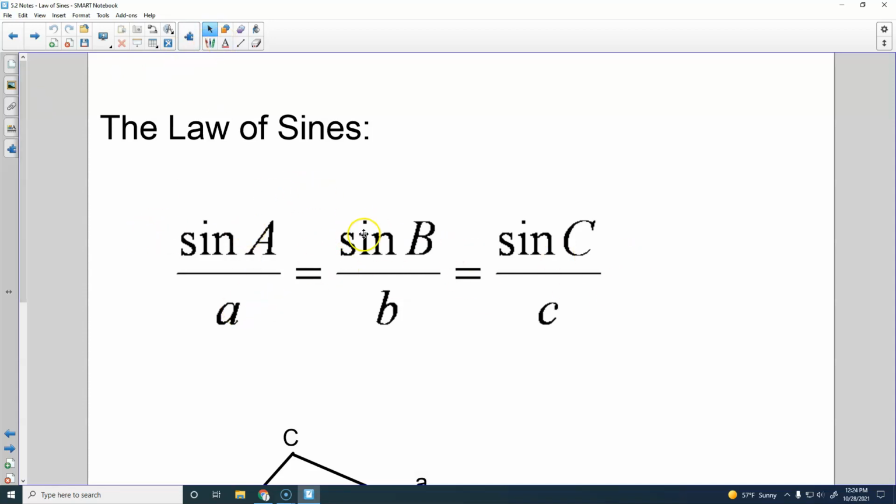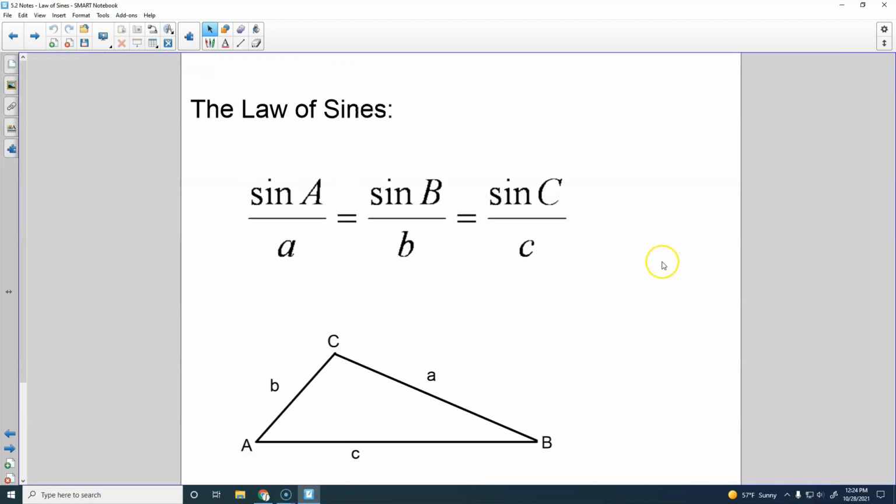Sine A over a equals sine B over b equals sine C over c. Seen a lot of notes. So this will be our first experience, it seems like, for most of you with law of sines. This is another thing students usually do pretty well with. It's kind of similar to doing regular triangle trig. It's going to be a different rule that we can use.